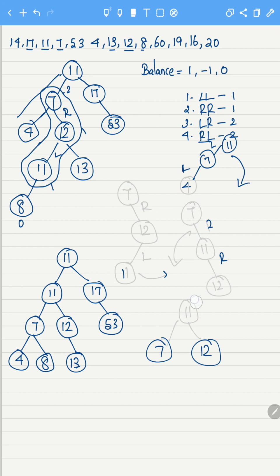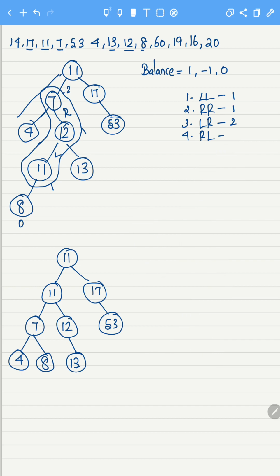Okay, so this is how I have to do the rotation. Now my tree is a balanced tree. Let me calculate the balance, and it will be balanced, definitely. Now let's go to the next one, which is 60. So 60 is greater, greater, and greater, so you have to insert 60 here.